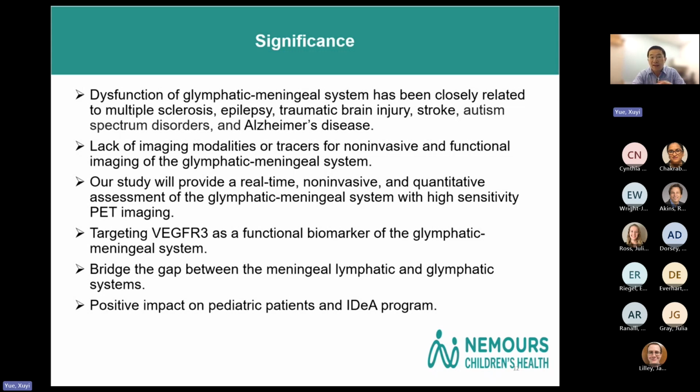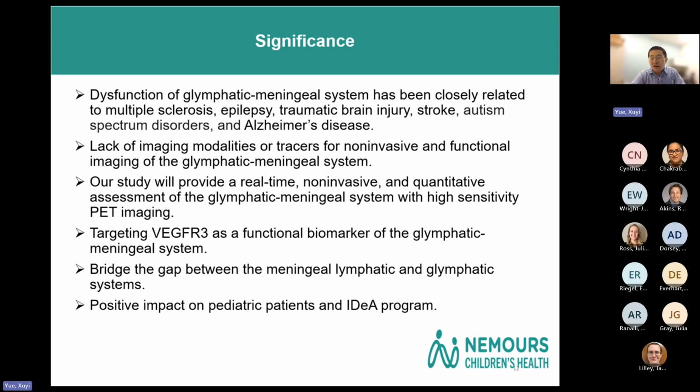Since the report of the lymphatic system around 10 years ago, there have been more and more studies. They found that dysfunction of the lymphatic system and meningeal lymphatic system is related to many neurological disorders regarding waste clearance. They are also associated with multiple sclerosis. Animal studies already demonstrate associations with multiple sclerosis, epilepsy, and traumatic brain injury, and many other disorders.